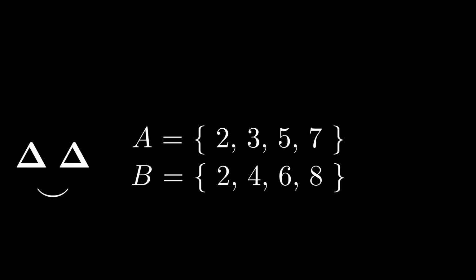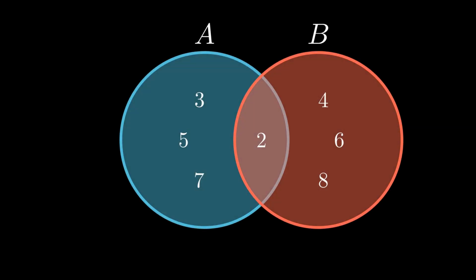Next, let's look at the set of the first 4 prime numbers and the set of the first 4 positive even integers. They both share the value 2, but they also have different values. So we say the first set is not a subset of the second set. And here's how it looks as a Venn diagram.